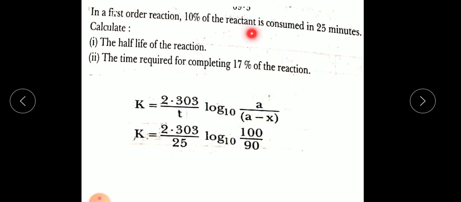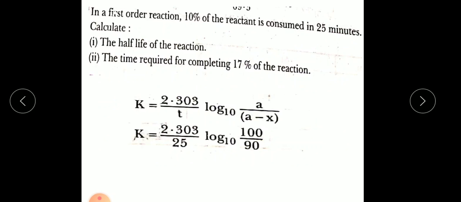So in the first statement the time is given and it has been mentioned that 10% of the reactant is consumed. That means when you use this equation, k equals 2.303 by t log10 a by a minus x. In this, if you substitute the value of t as 25 minutes and suppose let us take the initial concentration a as 100. So since 10% of the reactant is consumed, that means 100 minus 10, that will come as 90. Got it? Now we'll simplify it.